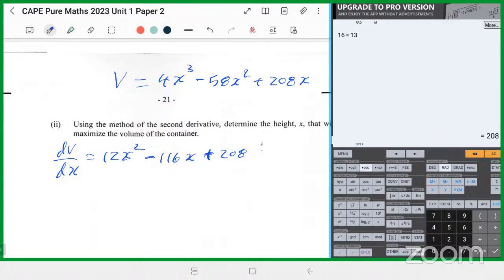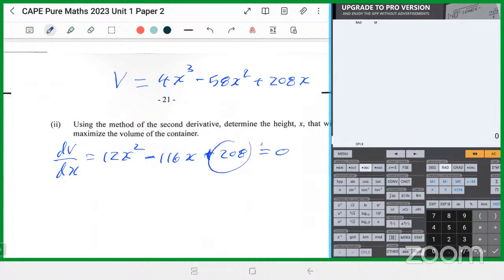Now you're going to have to put this equals 0 and solve for x, because dv by dx is 0 at these maximum points. So you're trying to find where that is. This can be divided through by what? 4.